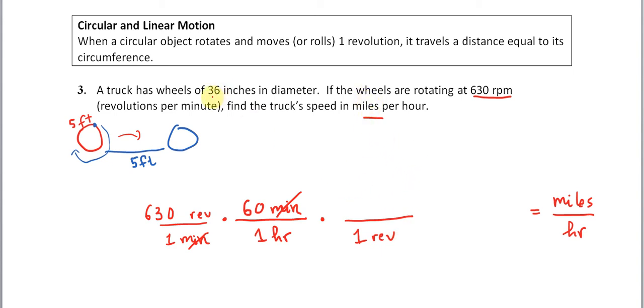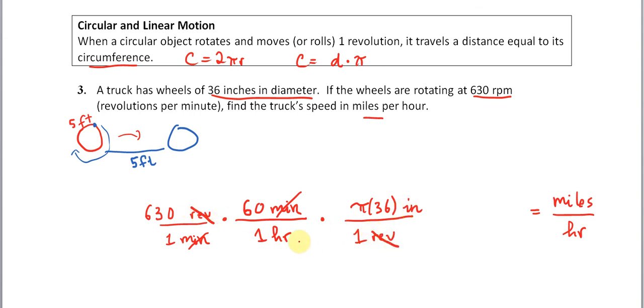Now, the diameter of the wheel is 36 inches. So remember that the circumference is 2 pi r, or pi times the diameter. So in 1 revolution, this wheel is going to travel 36 pi inches. Okay? Because remember, circumference is equal to 2 pi r, or you can say that the circumference is equal to the diameter times pi.